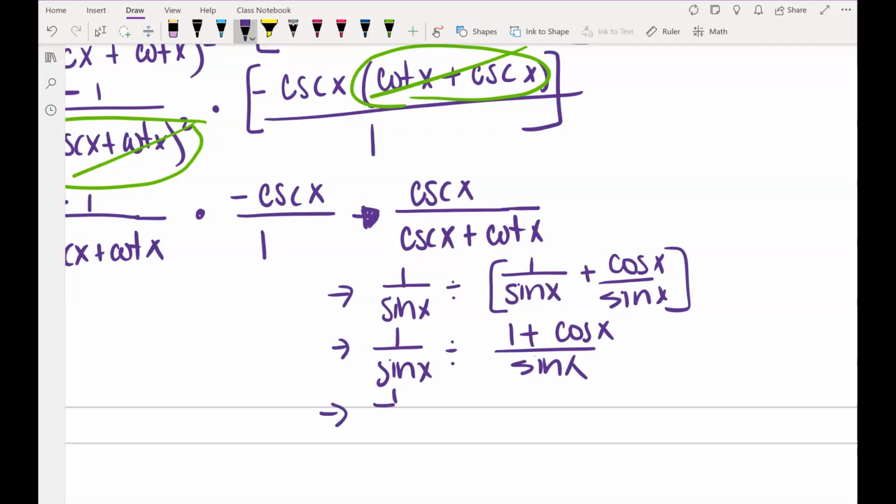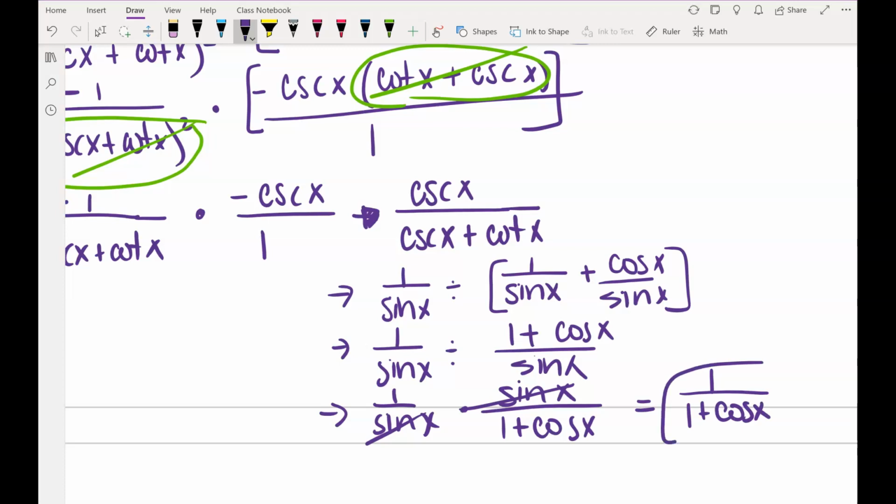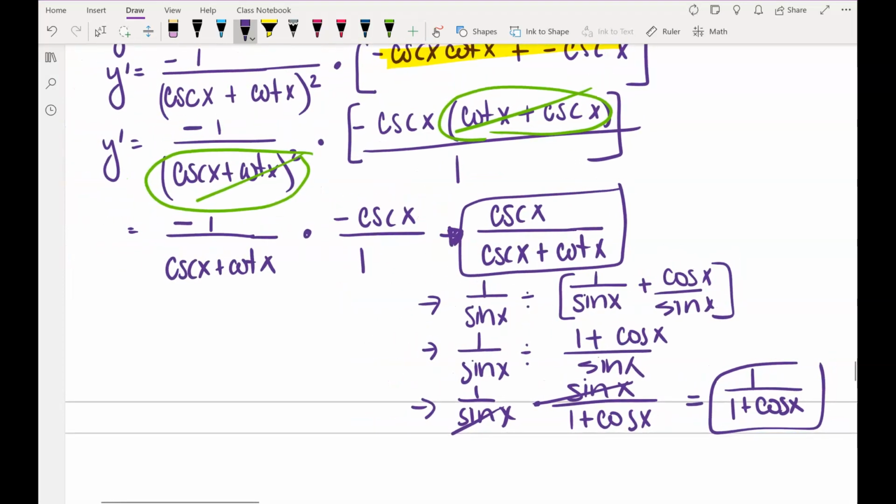Then from here, we will multiply by the reciprocal. So that's going to be sine of x over 1 plus cosine of x. Sure, we can go there and reduce. And so finally, we could also come up with this one answer as well. So yes, I will accept this, and I will also accept this, okay? So just so you guys are aware. But as long as you are in the simplest form, I will accept either.